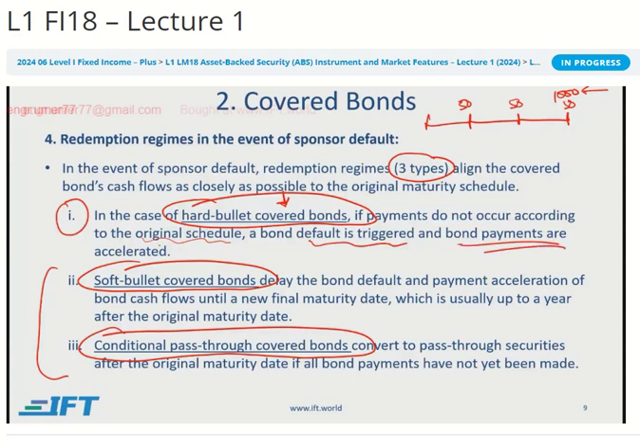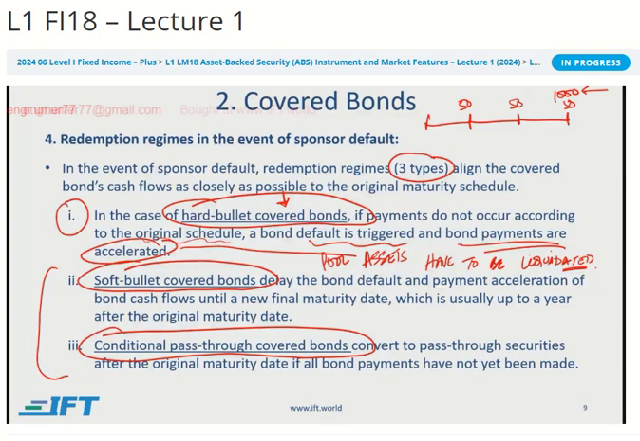The bond payments are accelerated, which basically means that the underlying assets have to be liquidated. Only then will you be able to accelerate the payment. How will you accelerate the payment? You will have to sell whatever pool assets there are. Pool assets have to be liquidated, and that's not good, because it might be that you're in a recession. That is why you missed the payment to start with, right? So soft bullet is better, and conditional pass-through is even more flexible.